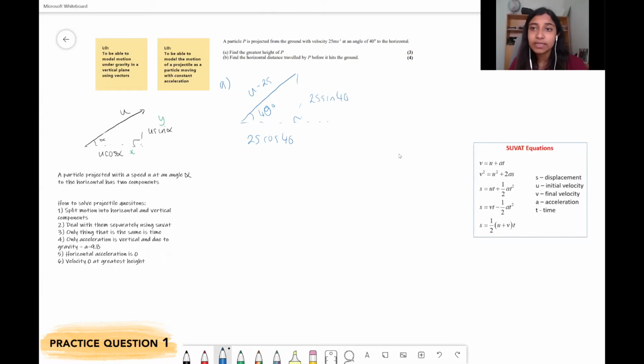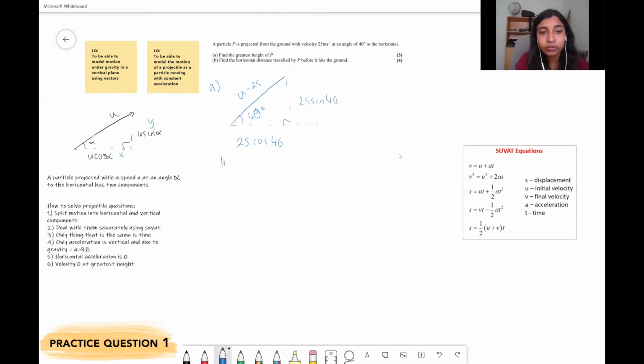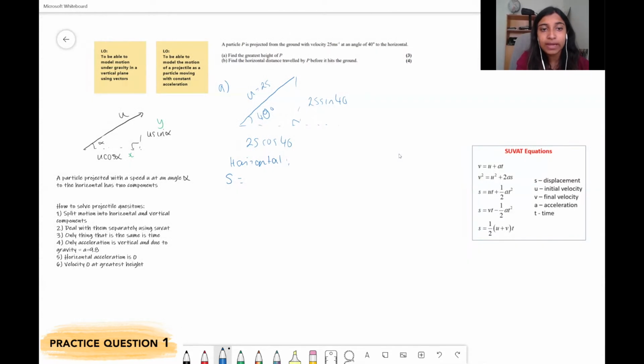So now we can split our horizontal and vertical components. For the horizontal, we don't know our s. Our u is just 25 cos 40. We don't know v. Because it's horizontal, our acceleration is always going to be 0, and we don't know our time t.